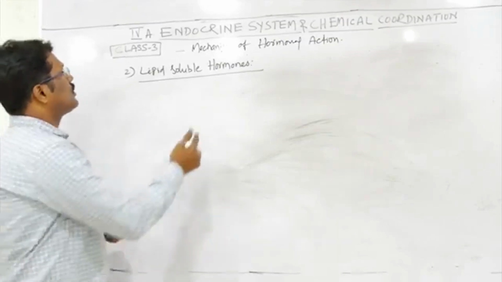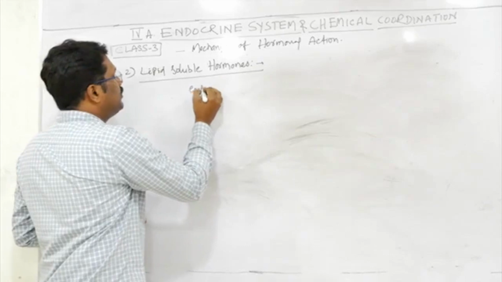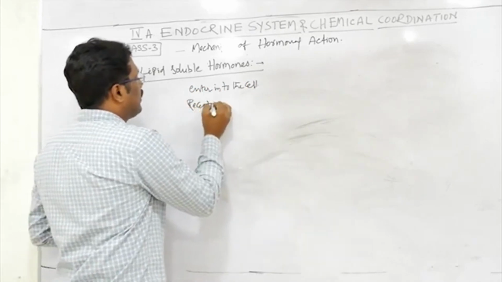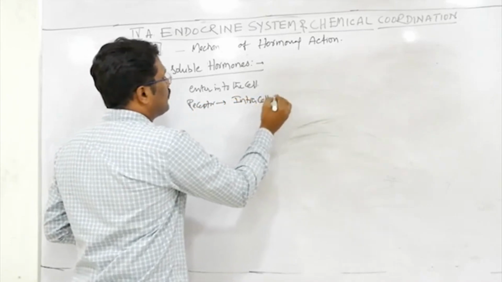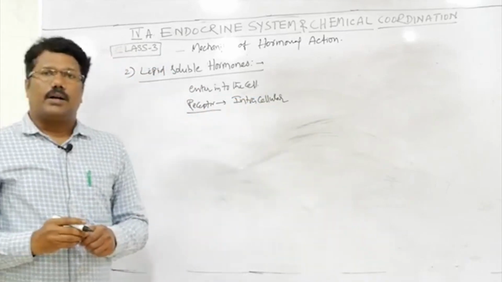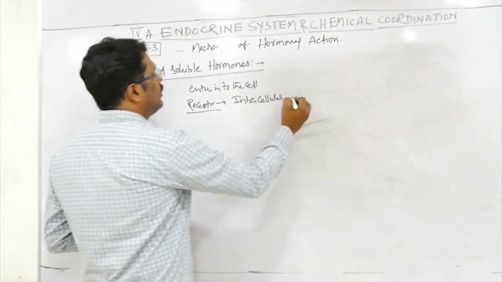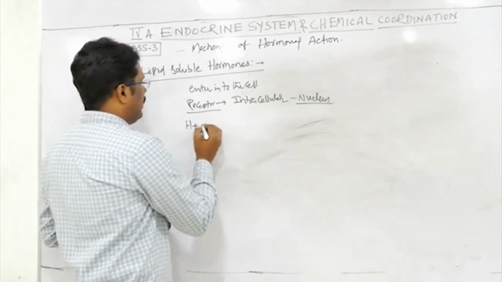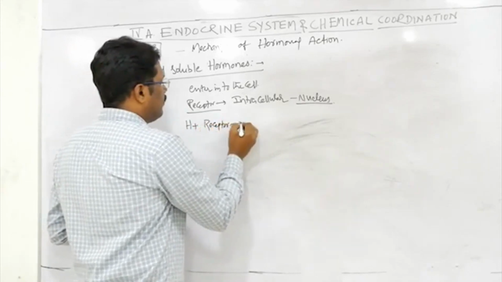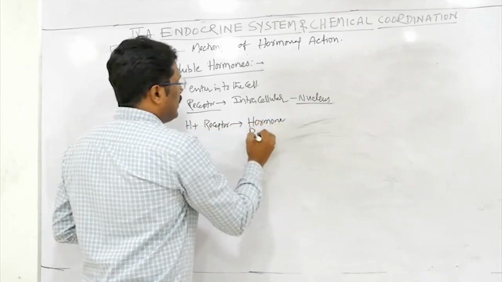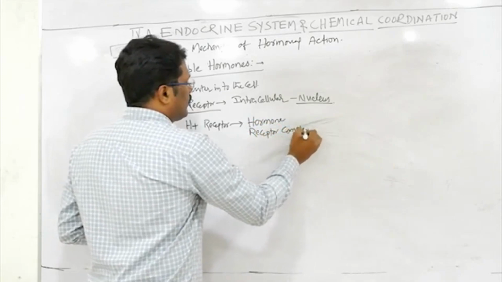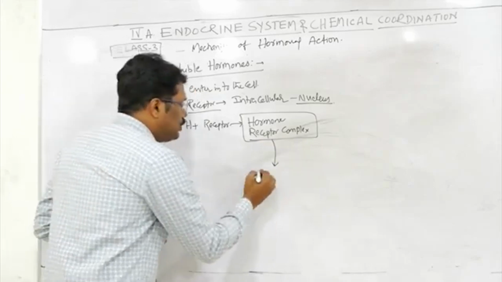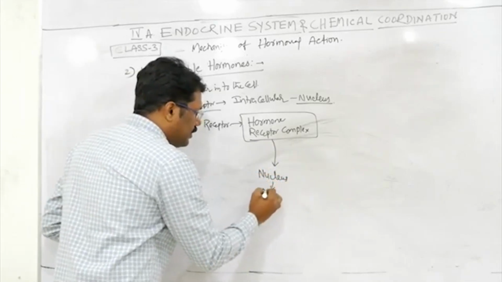The lipid soluble hormones can enter into the cell, and the receptors for these hormones are called intracellular receptors. Generally these are found in the nucleus. And this hormone, while combining with the receptor, forms a hormone receptor complex, and this hormone receptor complex moves into the nucleus and attaches to the DNA.